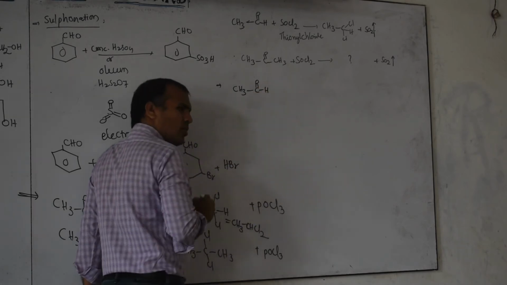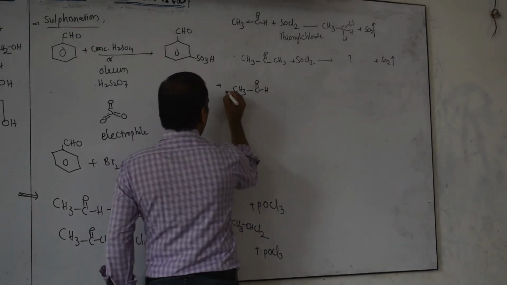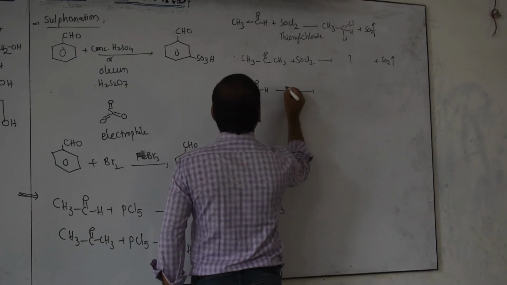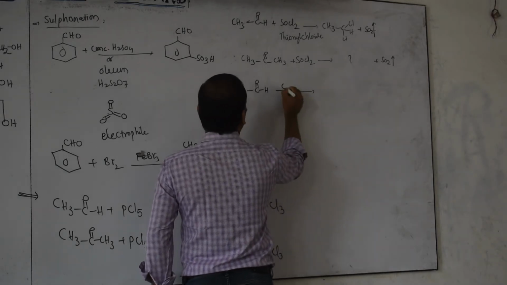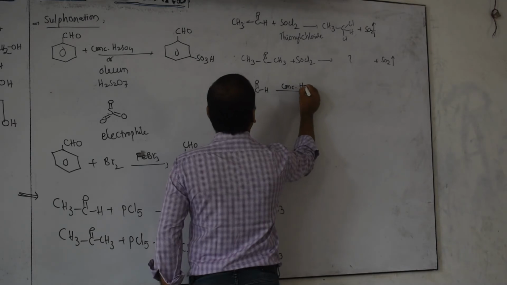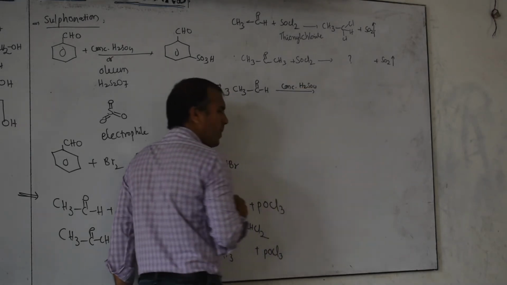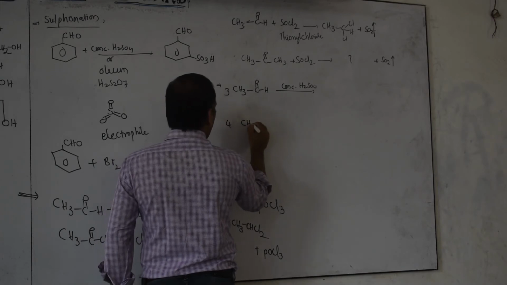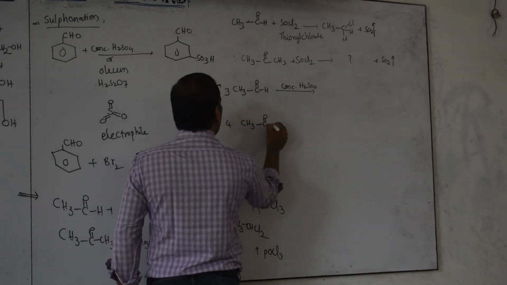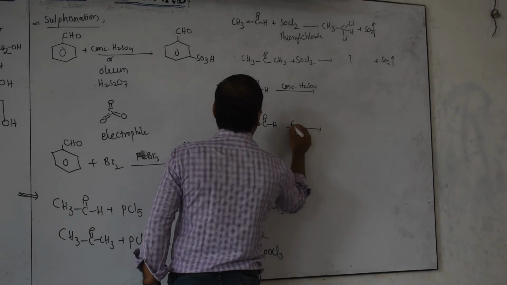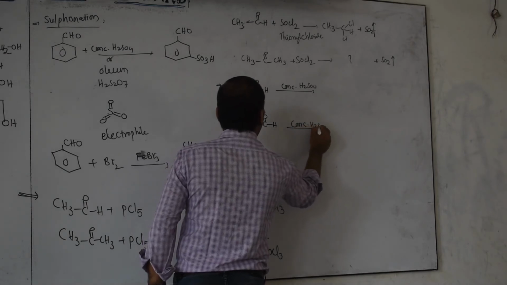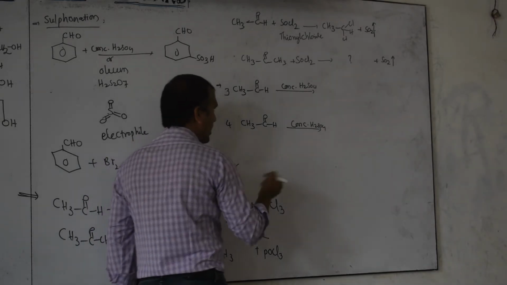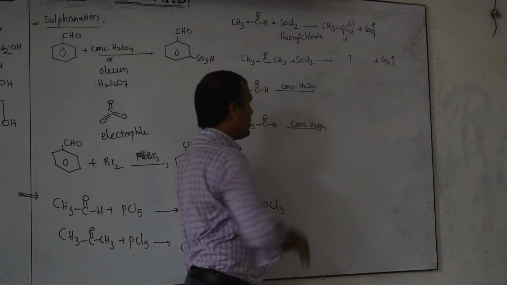This is acetaldehyde. Acetaldehyde will react with 3 moles of concentrated H2SO4. Another: 4 moles of acetaldehyde react with this concentrated H2SO4. Next, we will see the other one. So here 3 moles is there.